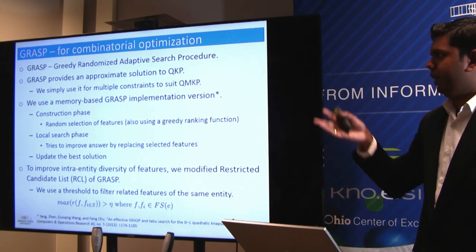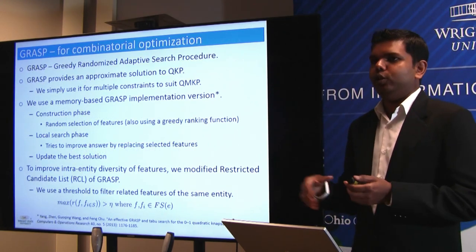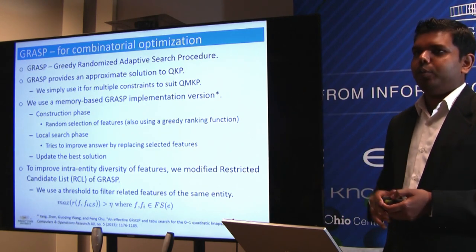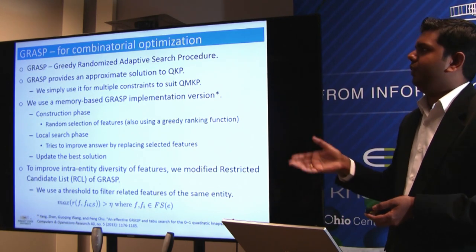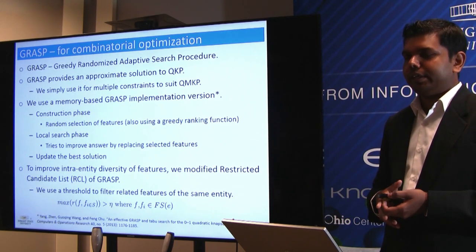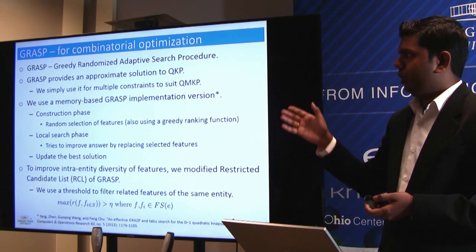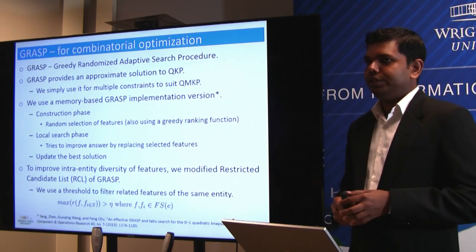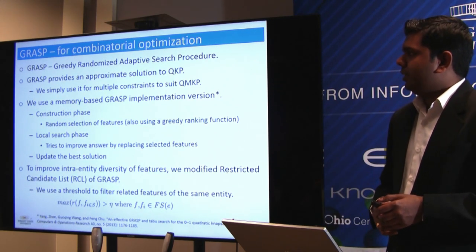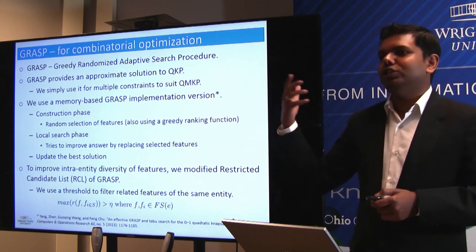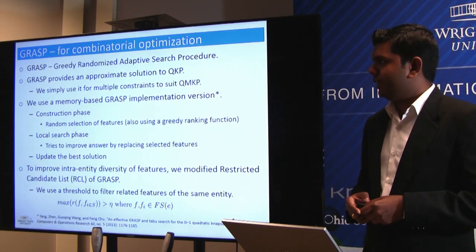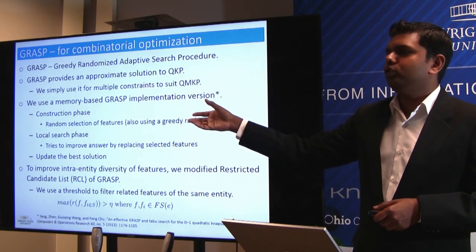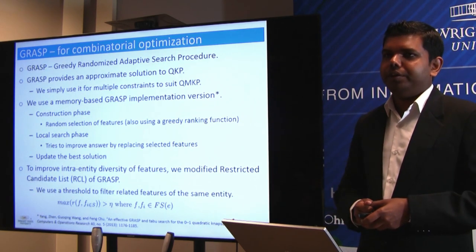And then briefly, I don't intend to spend time on this. We adapt an optimization technique in solving the quadratic multidimensional knapsack problem. So we use GRASP, which is the greedy randomized adaptive search procedure. Because it's an NP-hard problem, what it does is randomly create many solutions and try to give you, based on those solutions, the optimal one.